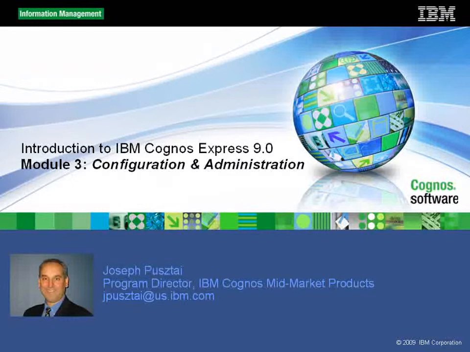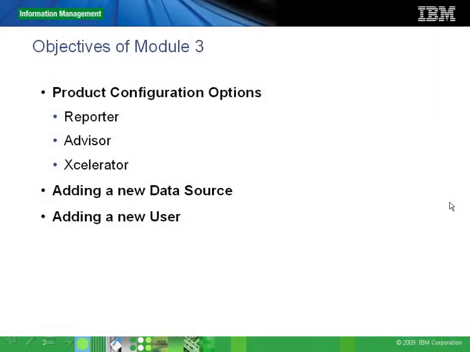Welcome to Module 3 of the Introduction to IBM Cognos Express 9.0. In this module, we're going to talk a little bit about configuring and administering the IBM Cognos Express environment. So our goals here today are to look at the different configuration options within the individual products of Express, Express Reporter, Express Advisor, Express Accelerator, how to add a new data source to the Express Manager environment, as well as how to add and configure a new user to the Express Manager environment.